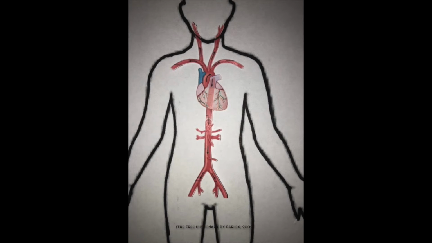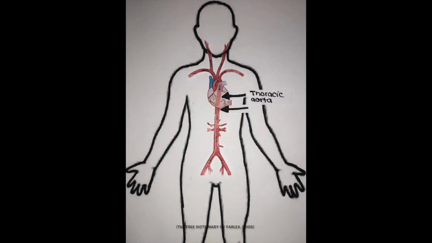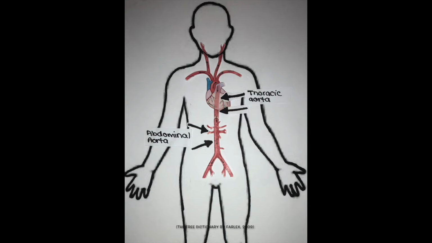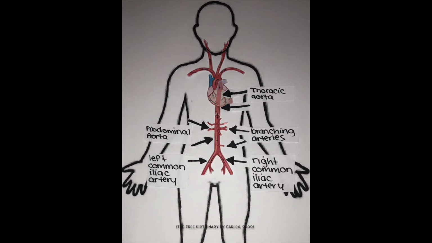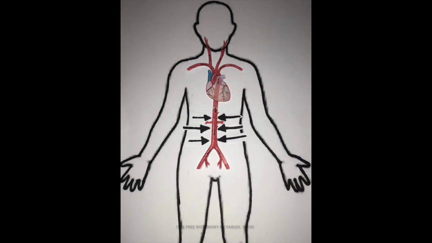The abdominal aorta is a continuation of the descending thoracic aorta. It goes through the abdominal region and has many branching arteries. It then terminates when the aorta branches into the left and right common iliac arteries. AAAs can occur anywhere along the abdominal aorta.